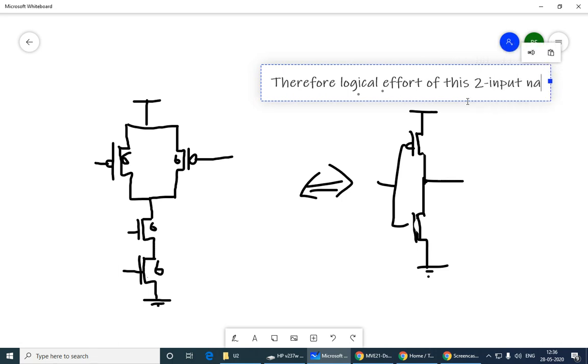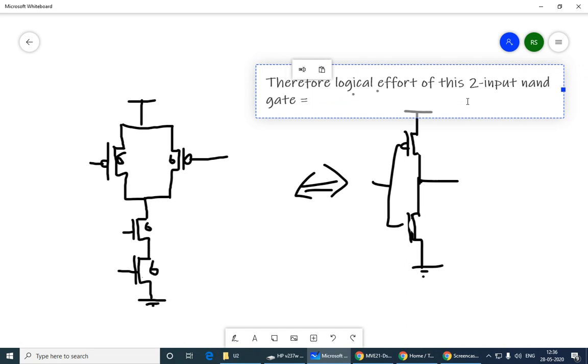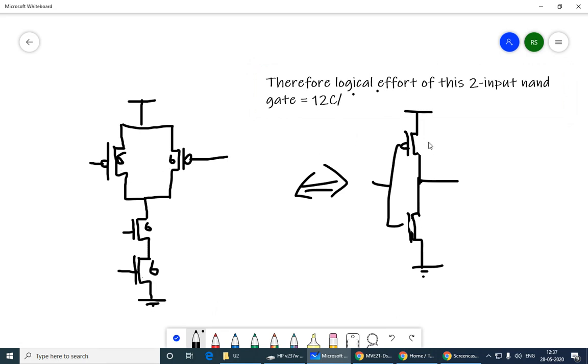The logical effort of this two input NAND gate equals a numerator I can calculate. I have 6C in the PMOS, 6C in the NMOS, so it is 12C divided by the input capacitance of the equivalent inverter. What is the equivalent inverter? For that we have to see 6 and 6 in parallel, where in the worst case only one is conducting. I want to replace both of these by one single transistor. What is the size of the transistor?